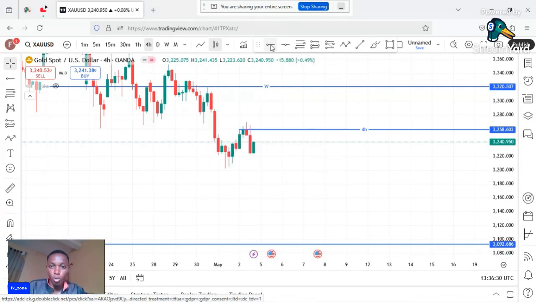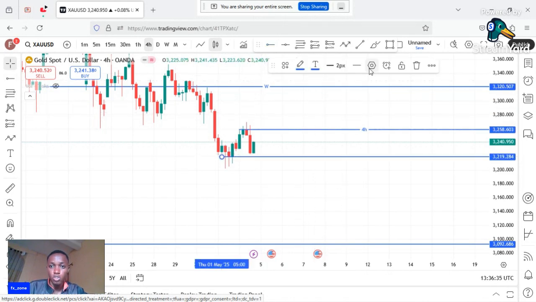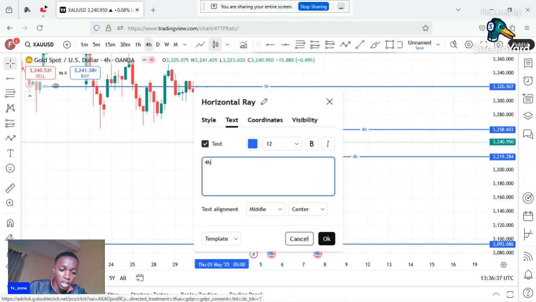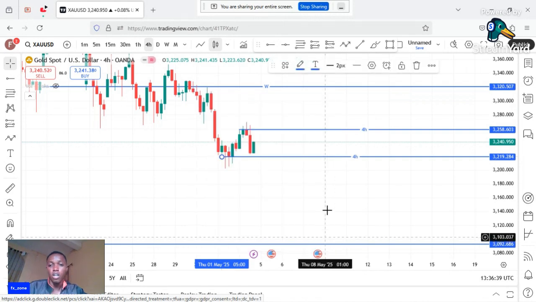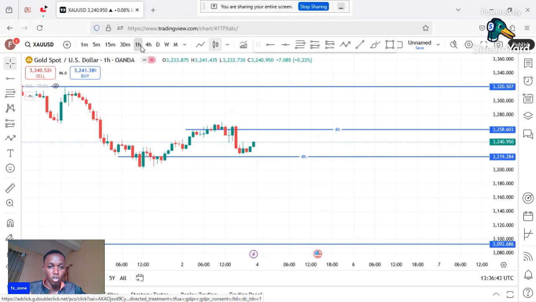Now we have a low. We have another low here. I'm going to name it. Now I'm naming these things because once I go to the smaller time frame, I may not know where the zone is coming from. And the stronger the zone, the bigger the time frame, the stronger the zone, right?